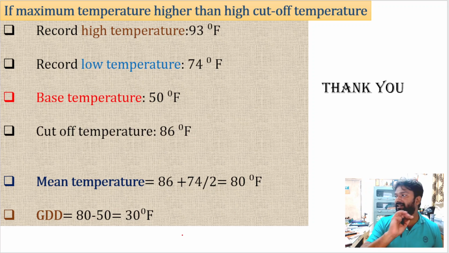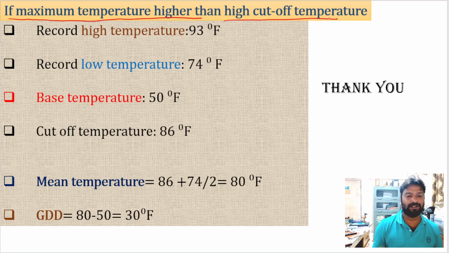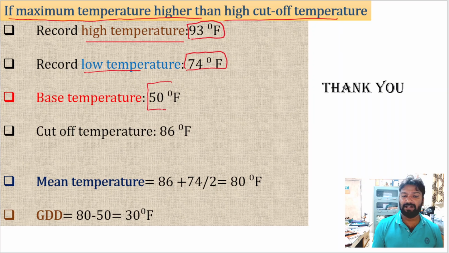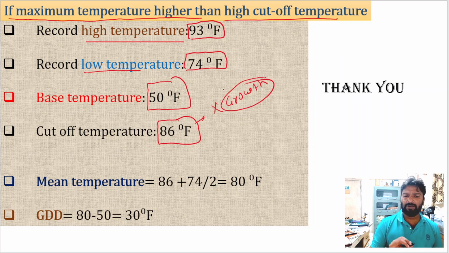Now come to the third case. The third case is when the maximum temperature is higher than the high cutoff temperature. Assume that you recorded the maximum temperature of 90 degrees Fahrenheit, the low temperature of 70 degrees Fahrenheit, and the base temperature is 50 degrees Fahrenheit. But 86 degrees Fahrenheit is the highest cutoff temperature. Above this temperature there is no growth.